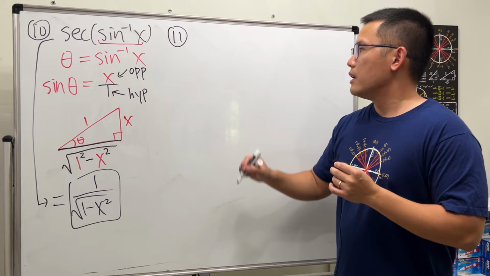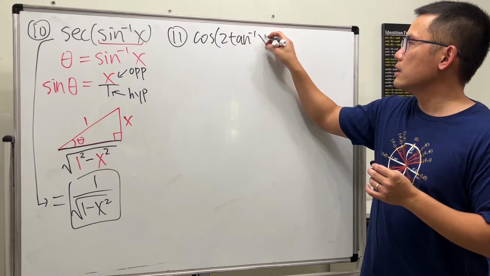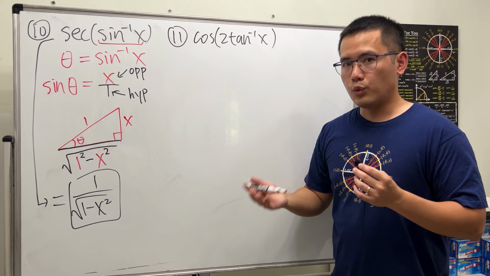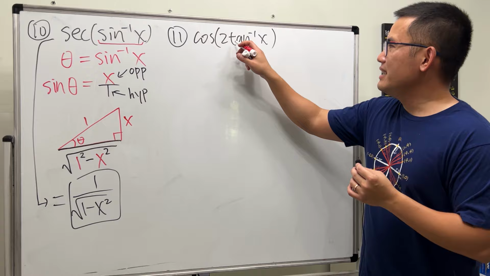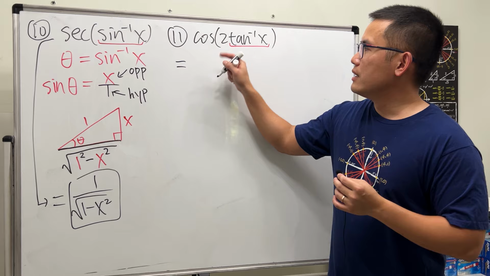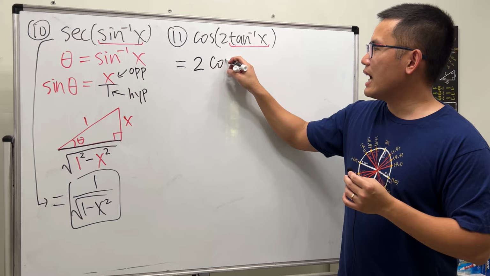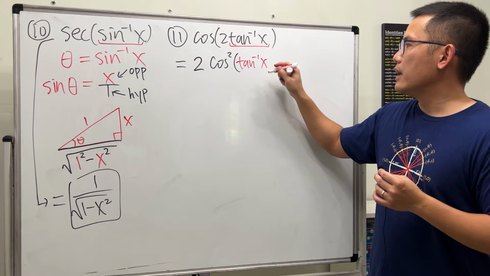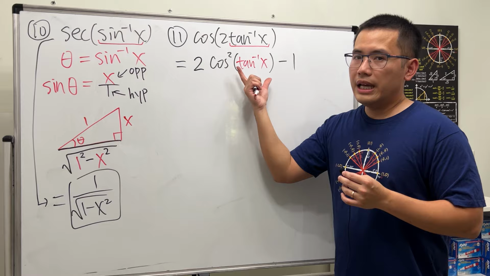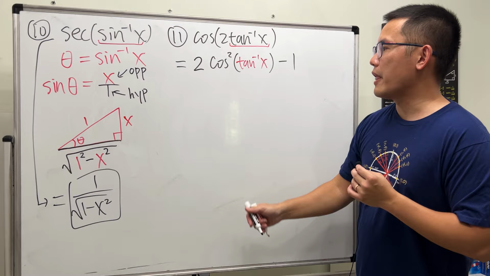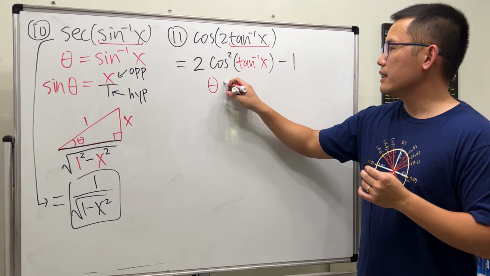Here we have cosine of 2 times inverse tangent of x. Similar thing, but this time we have a 2 right here. So once again, we should use the double angle identity to break it apart. This time our angle is the inverse tangent. So check this out. Double angle for cosine is 2 times cosine squared of the angle, which is inverse tangent, and after that, we have a minus 1. So let's go ahead and figure this out first. To do so, use the triangle method. Let's start by putting down theta, which is equal to inverse tangent of x.